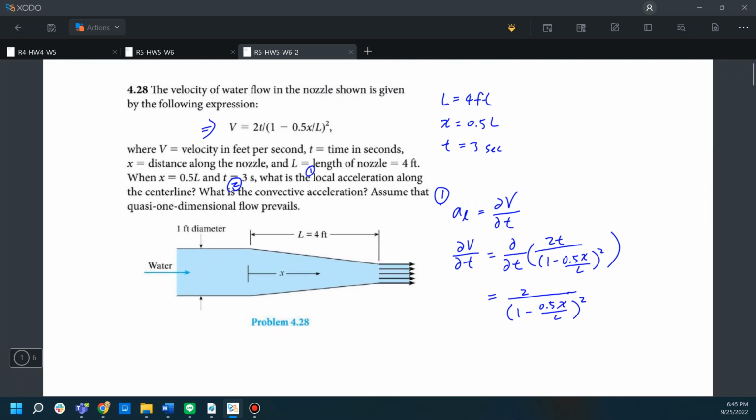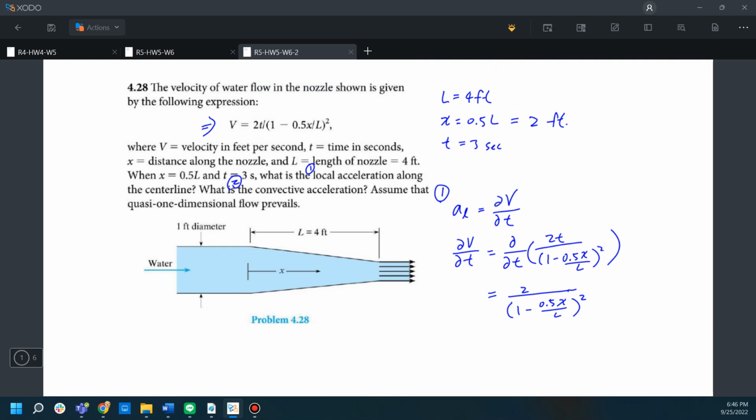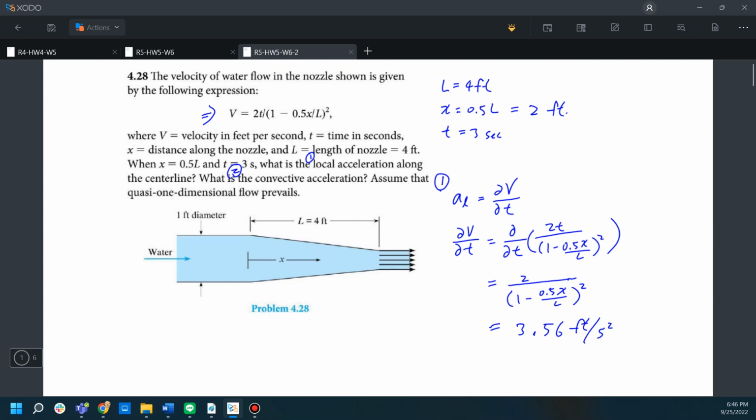Okay, and we know that x is equal to 0.5 L, right? And we know L is 4 feet, so this x is actually equal to 2 feet, right? So you can just plug this L and x into this equation, then you will get the value equal to 3.56 feet per second square.